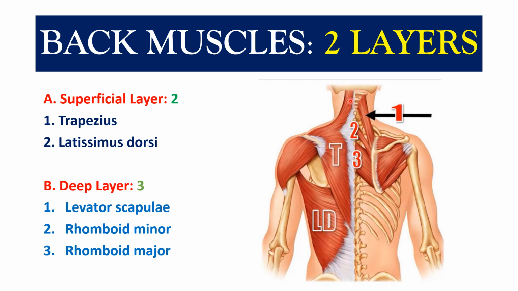The second muscle is the latissimus dorsi. Okay, this is the latissimus dorsi muscle here. Now we have three deep layers or three deep muscles: the levator scapulae muscle, rhomboid minor, and then rhomboid major. Okay, so this is the levator scapulae, this is the rhomboid minor, and this is the rhomboid major muscle.